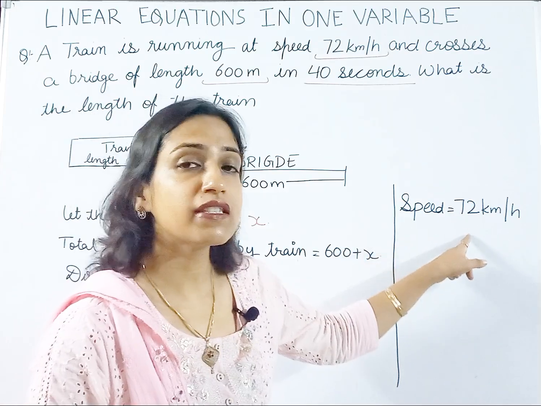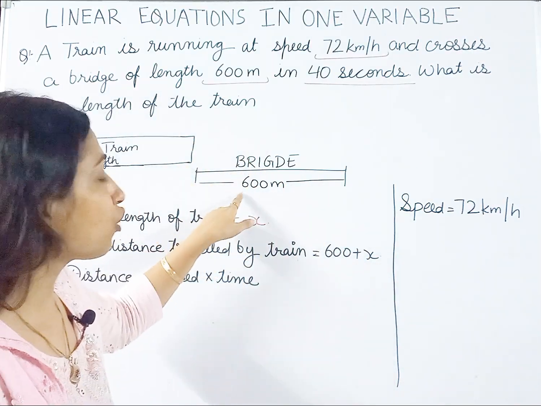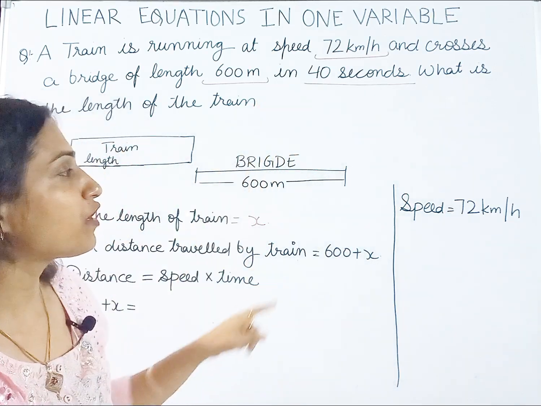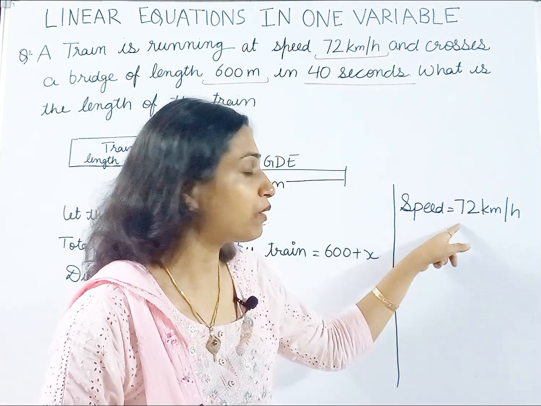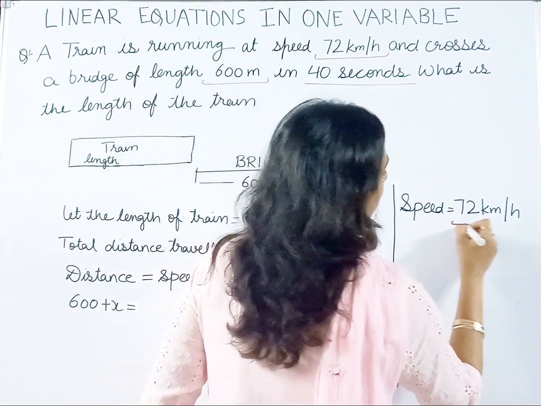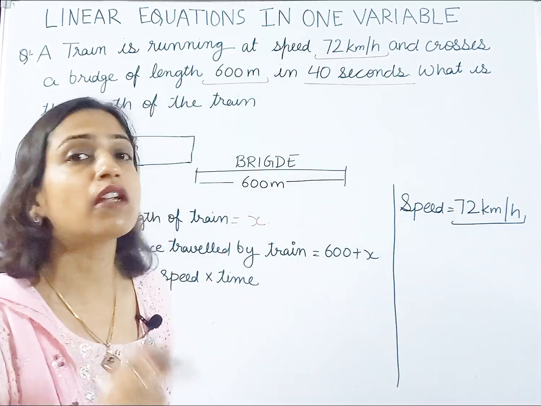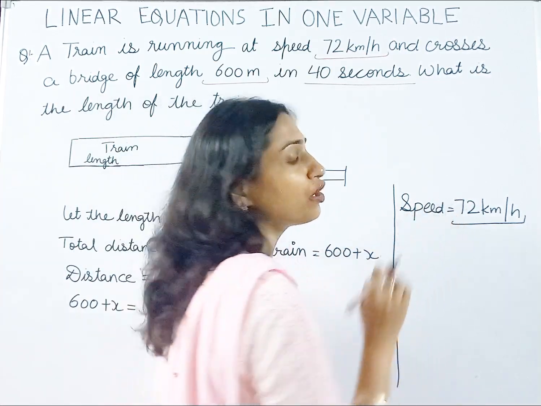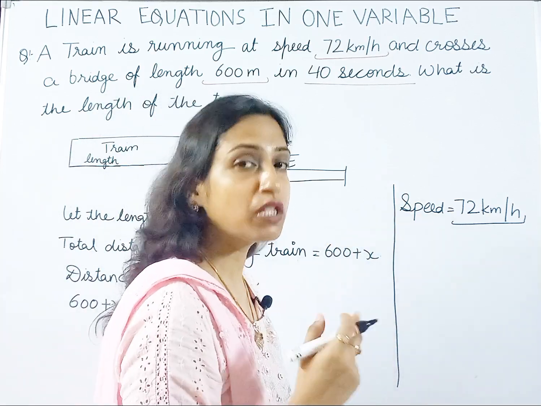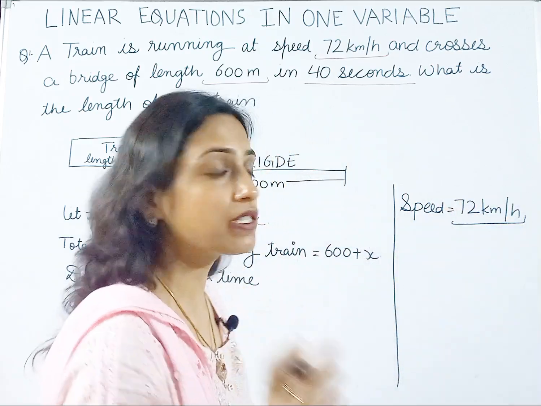But speed is given in kilometer per hour, the length of bridge is given in meters, and time is given in seconds. So first of all we have to convert the speed into meter per second. The units should always be in the same form. So how can we convert kilometer per hour into meter per second?